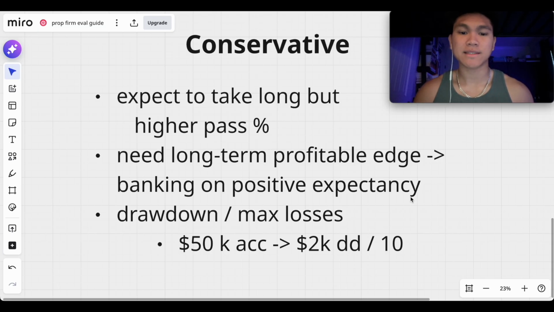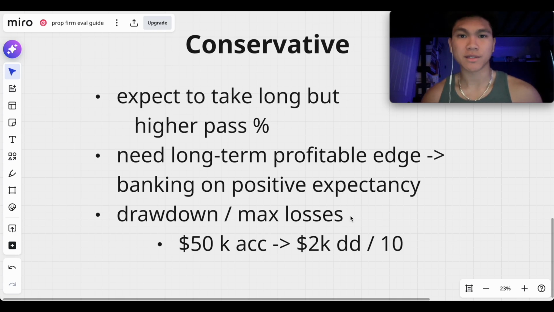And going back to the example with the 50K account, if you have a 2K drawdown and let's say a 50% win rate, your max number of losses might be somewhere around 10 in a row. So you'll take 2,000 divided by 10, and from there, you'll be risking $200 every single trade.